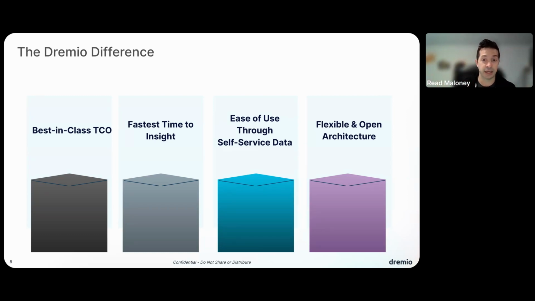And then we have ease of use through self-service data. This is an intuitive UI with a universal semantic layer. And then we have a flexible and open architecture. Again, with open data and open table formats like Apache Iceberg, and then also being able to run in the cloud or on-prem. It gives you the most flexibility in how to set up your data platform.